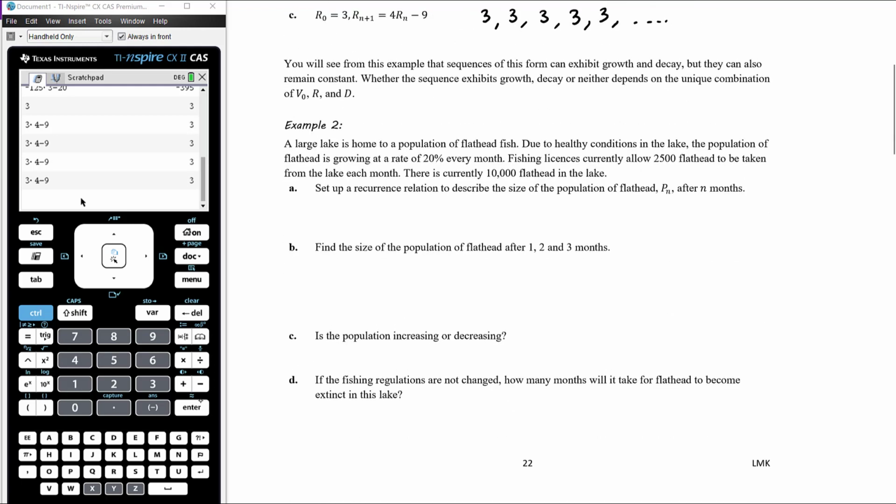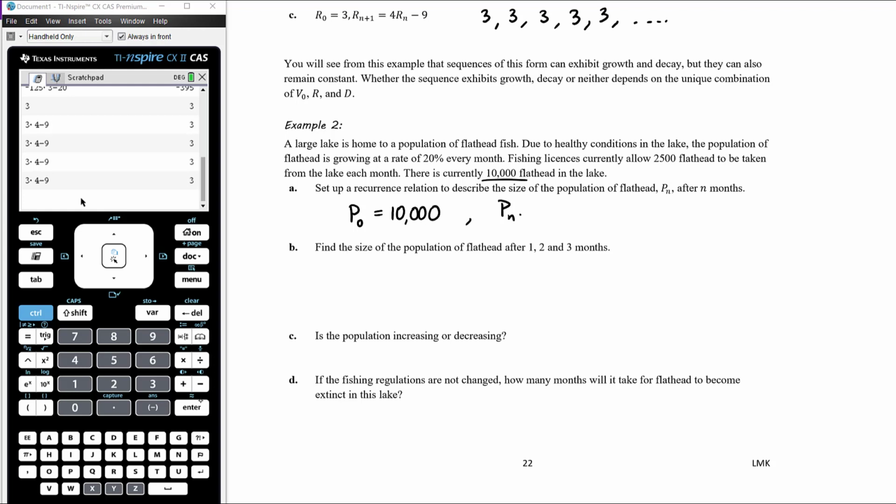Right, let's have a look at an example setting up the recurrence relation ourselves. A large lake is home to a population of flathead fish. Due to healthy conditions in the lake, the population of flathead is growing at a rate of 20% every month. Fishing licenses currently allow 2,500 flathead to be taken from the lake each month. There is currently 10,000 flathead in the lake. Set up a recurrence relation to describe the size of the population of flathead, Pn, after n months. So we need to use P. This is an important exam technique: make sure that you use the letter consistent with the question. So it's going to be P0, Pn plus 1, Pn, etc. P0 is the initial population, 10,000.